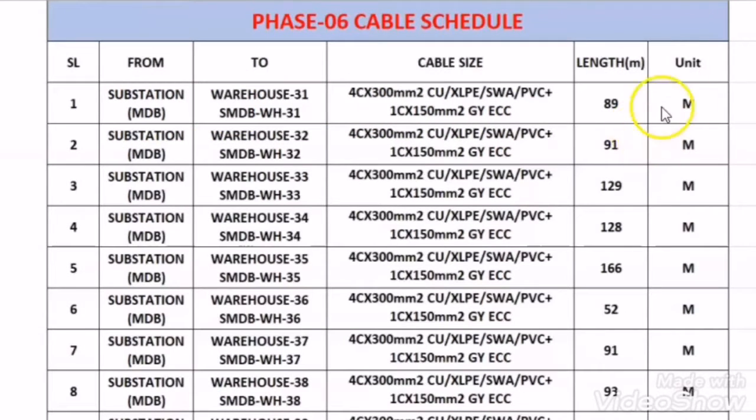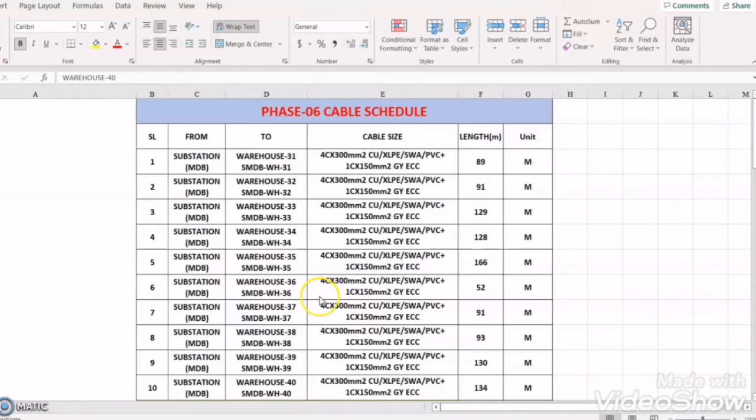Sometimes the supplier sends a single drum of the same size of cable for different runs. In that case, you have to identify which cables from your order this drum contains. This you can easily find by referring to the cable schedule.